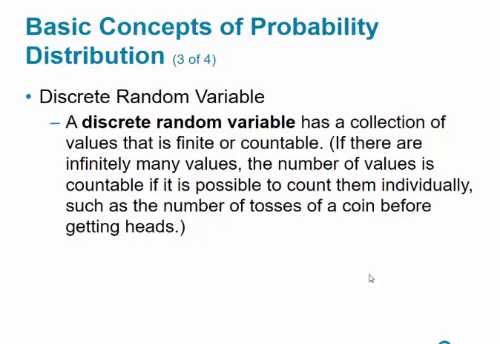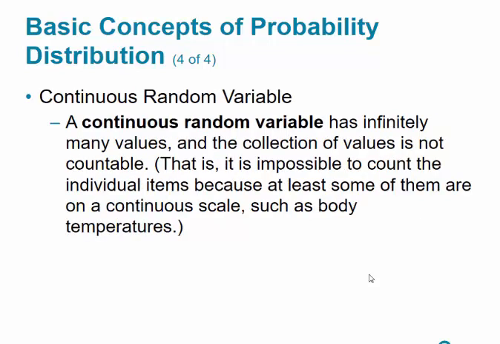So a discrete random variable is simply a collection of values that are finite or countable. If you remember back when we talked about qualitative and quantitative, a quantitative variable can be discrete or continuous. Discrete is countable, continuous is you measure. If there are infinitely many values, the number of values is countable if it's possible to count them individually, such as the number of tosses of a coin before getting heads. A continuous random variable has infinitely many values, and the collection of values is not countable.